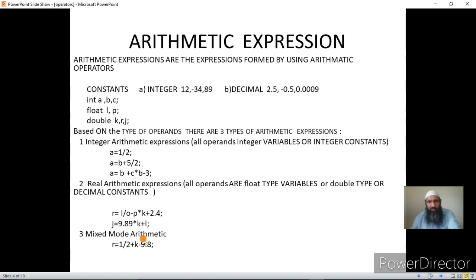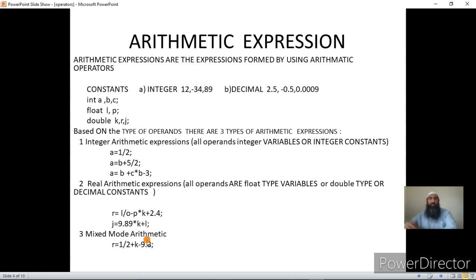Now in mixed mode arithmetic you can have combinations. See, in this expression we have got constants 1, 2 and 9.8. These two are integer constants and this is a decimal constant, that is 9.8 is a decimal constant. Therefore, since it does not have one type of constant, we say it is a mixed mode arithmetic expression. I hope this is clear now.